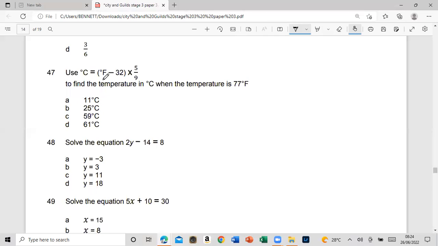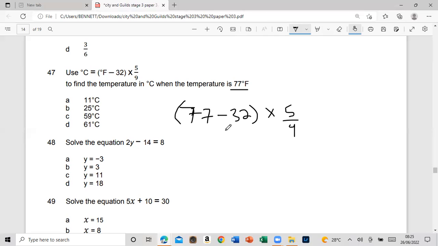Use C equals F minus 32 times 5 over 9 to find the temperature in Celsius when the temperature is 77 Fahrenheit. All right, so let's go. We're going to put it in the formula. So that's 77 minus 32 times 5 over 9. So work out the bracket first. 77 minus 32 leaves 45. So it will be 45 times 5 divided by 9.